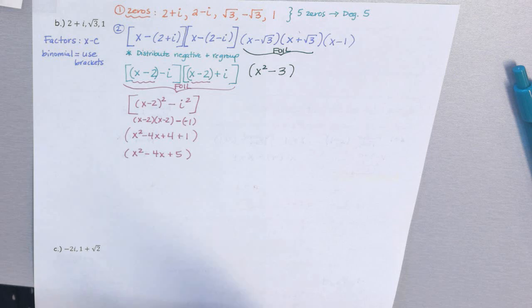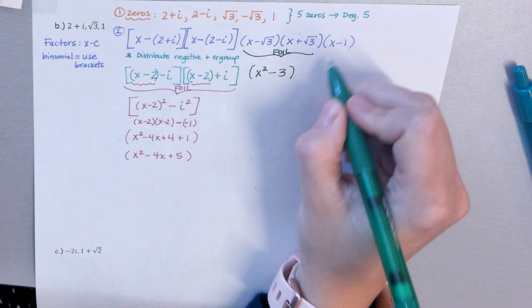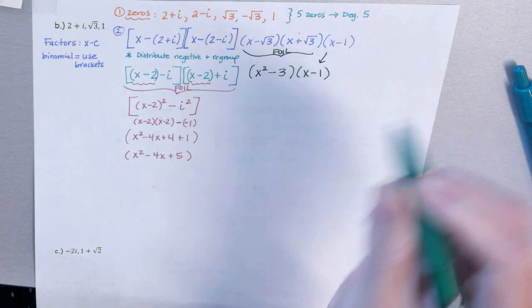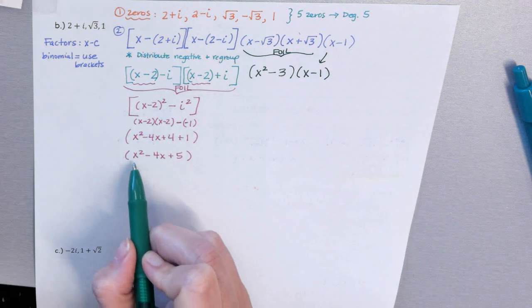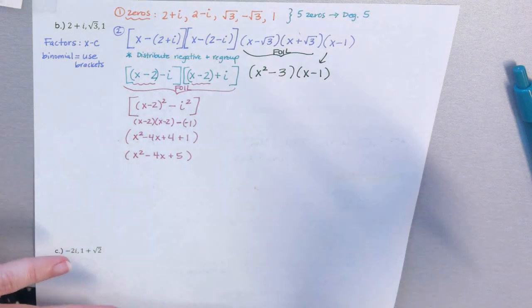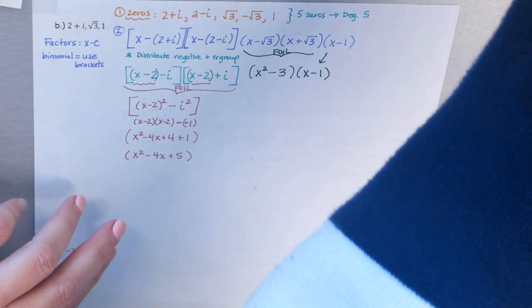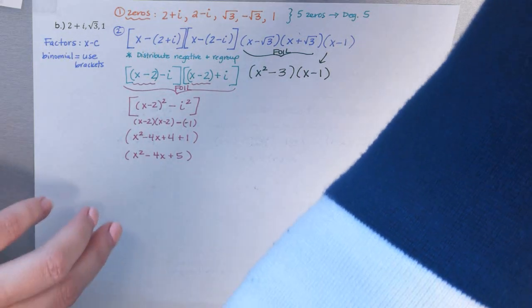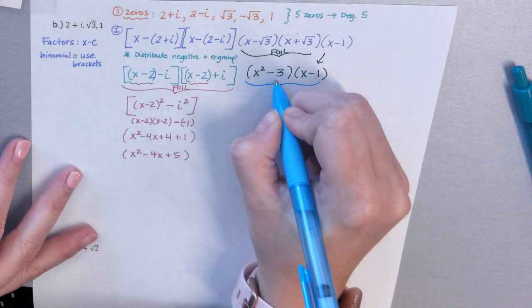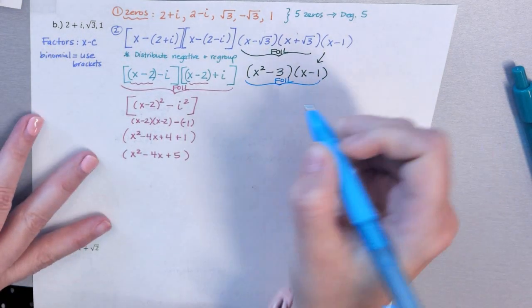Okay, now this is a binomial here, and you still have this x minus 1. So let's multiply these two together. Eventually we are going to multiply all three of these. But this is going to be another FOIL. So basically you just FOIL 100 times and you will get to where you're going. Okay, so here is our FOIL.